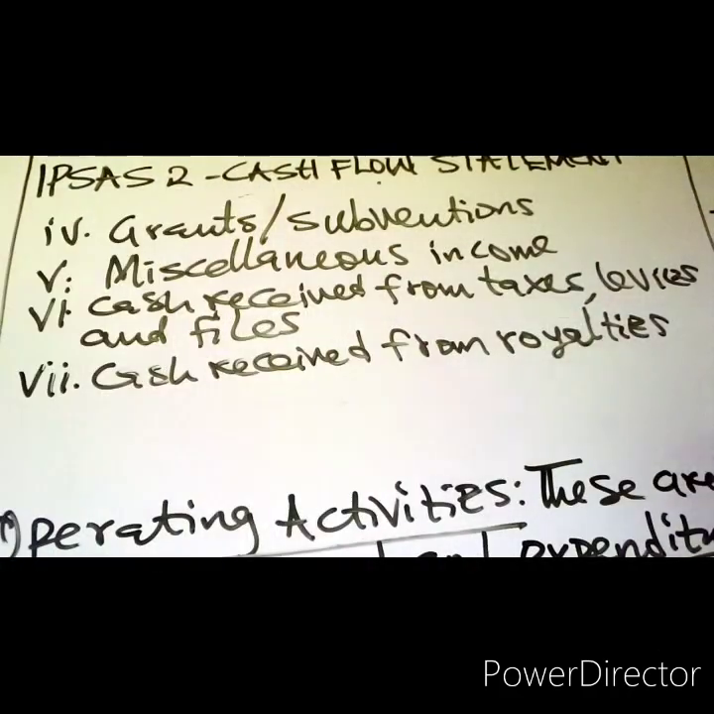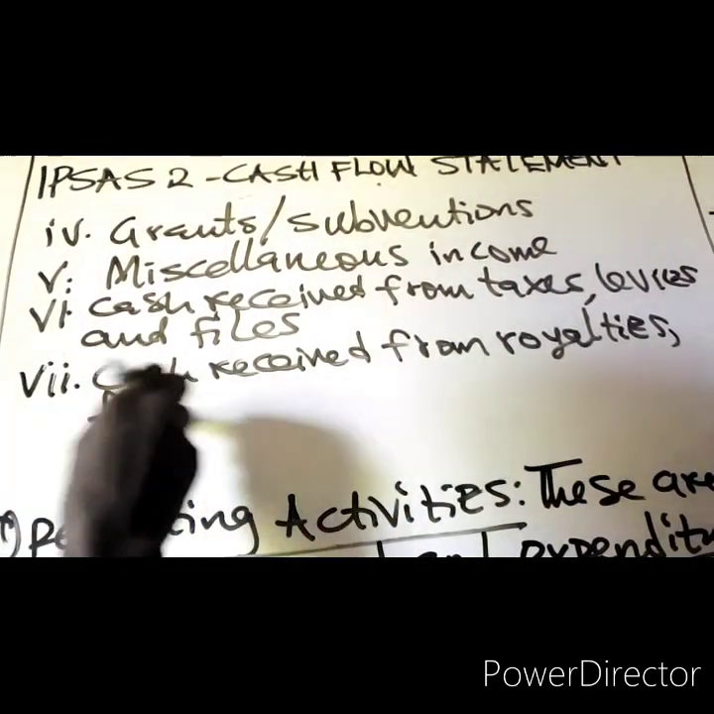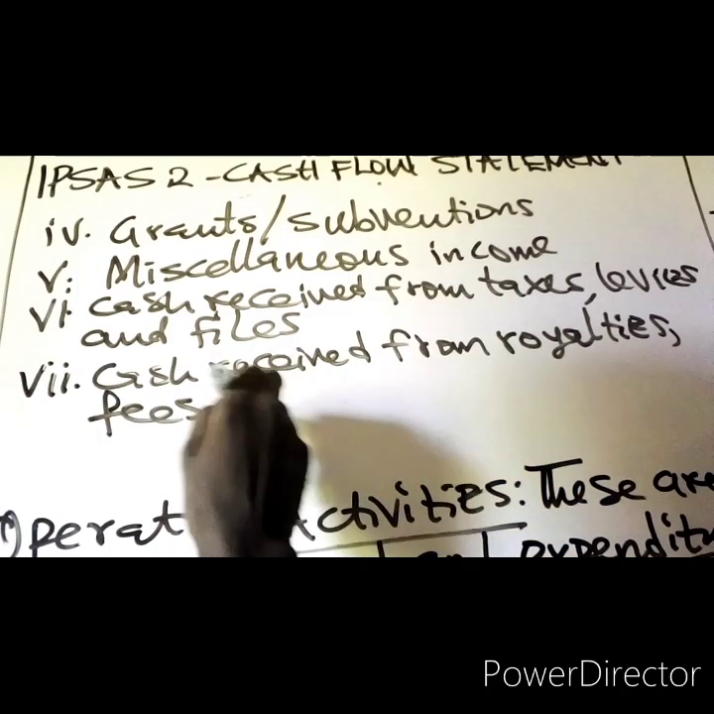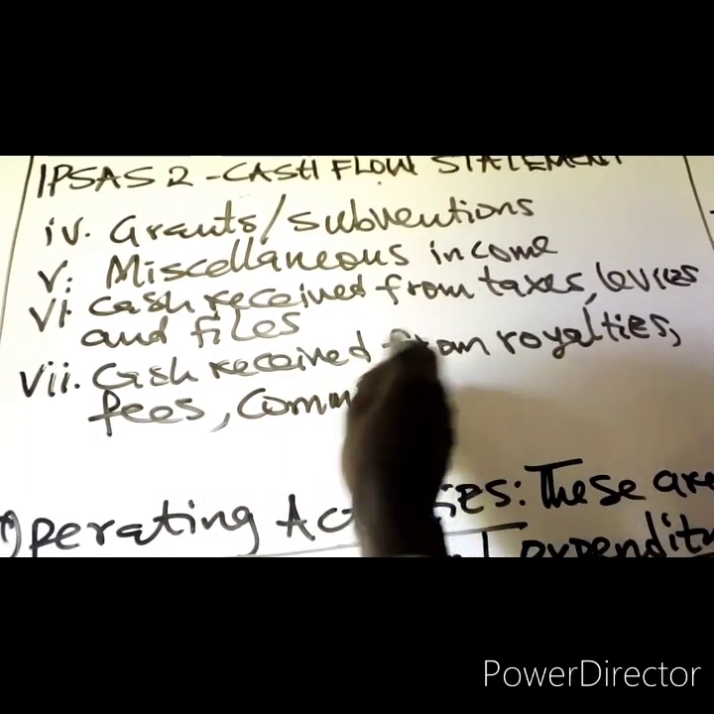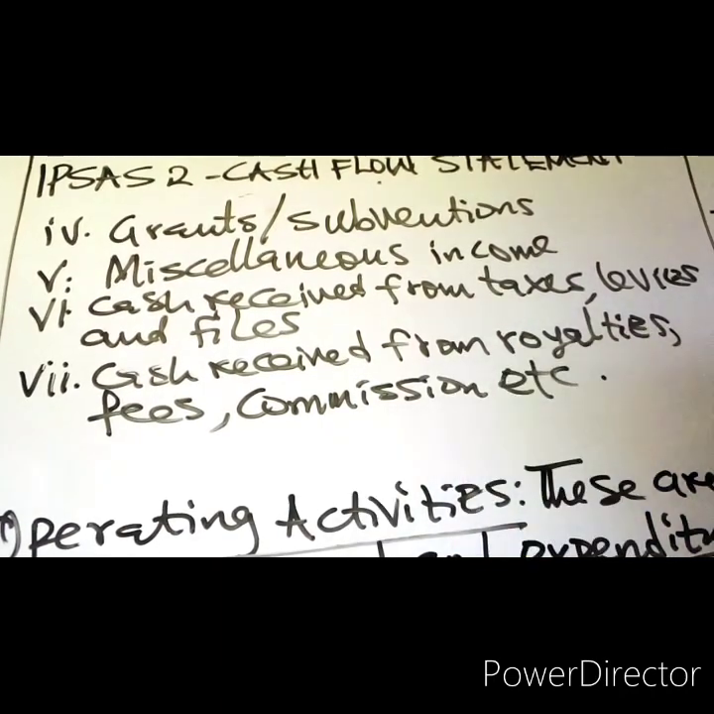Cash received from royalties, fees, commission, etc. etc. All these are operating activity.